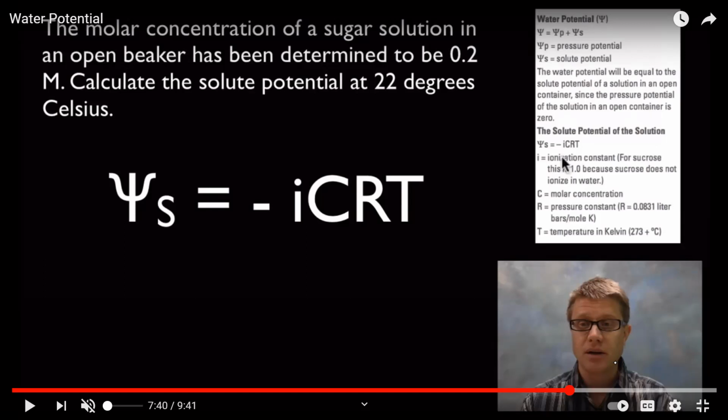What is C? 0.2 molar. That is correct. Concentration is the molarity. What is R? That's always the same, 0.0831. I don't see it in the word problem because it's a constant. And then what is T? 295 Kelvin. 22 plus 273 equals 295.